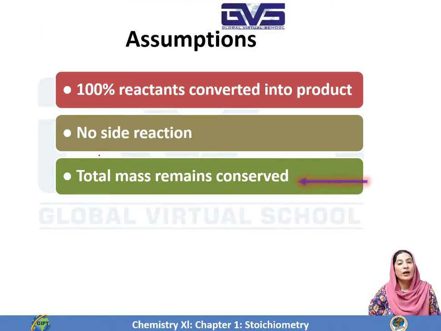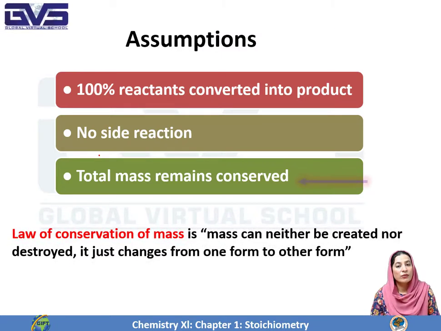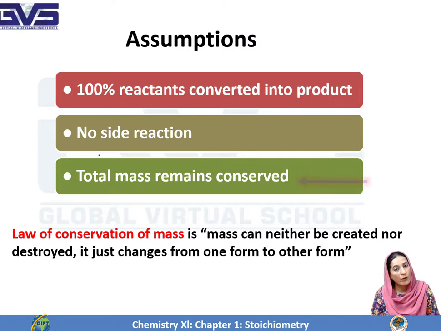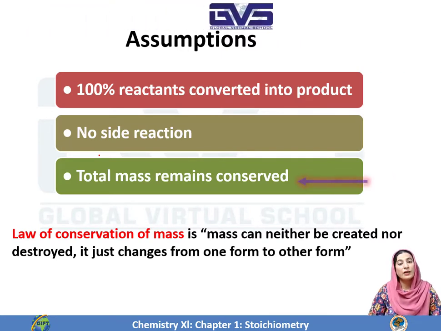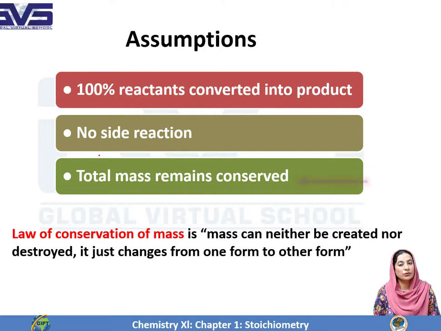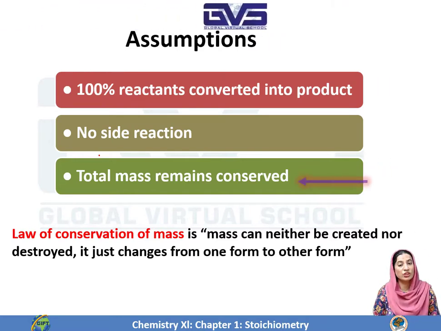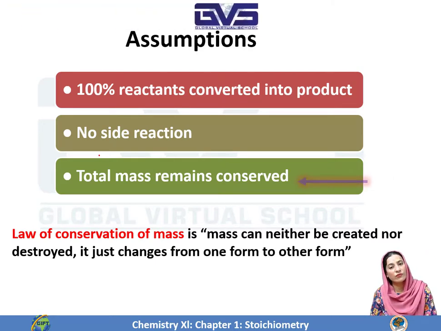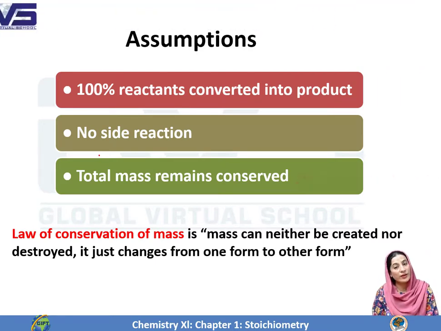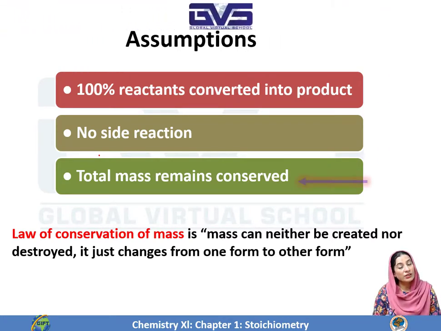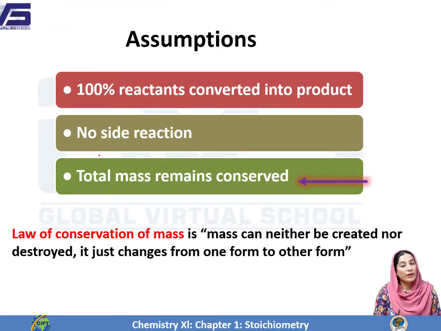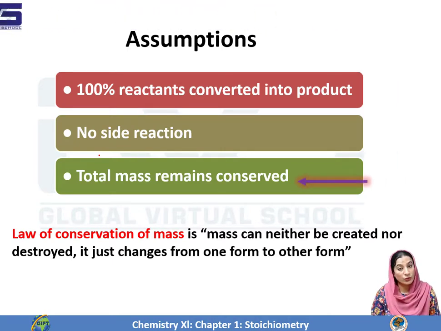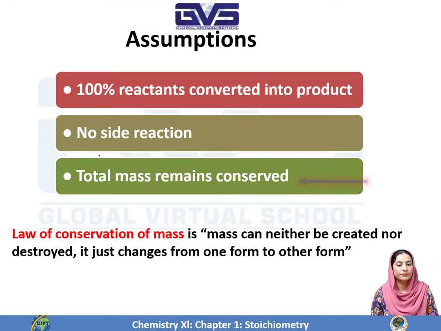So if you are asked which law is applied while doing stoichiometric calculations, you have to say the law of conservation of mass, which states that mass can neither be created nor destroyed. It just changes from one form, any type of form, to another form, otherwise it remains conserved. Just its form changes, but mass remains conserved. So the law of conservation of mass is applied while doing stoichiometric calculations.